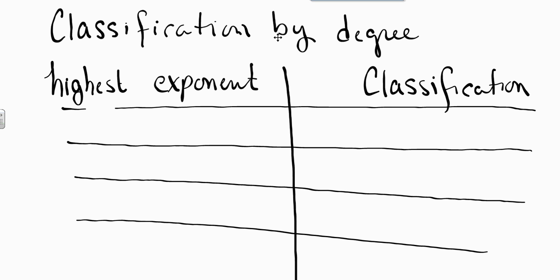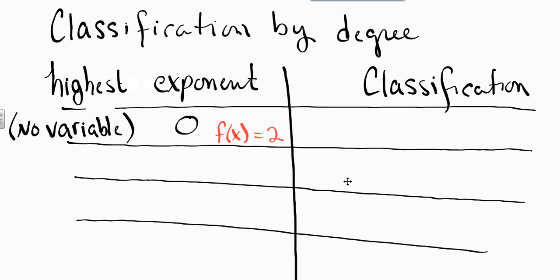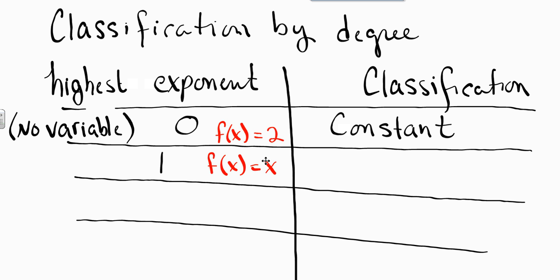Classification by degree. Guys, you're going to have to write this down in your notes somewhere. We're going to talk about the highest exponent. We're going to classify it by the exponents. If there is no variable, that means the exponent is 0, and our function would look like f of x equals 2, and this is called a constant. If our highest exponent is 1, our polynomial would look something like this. This is a function of x, and it's called linear.